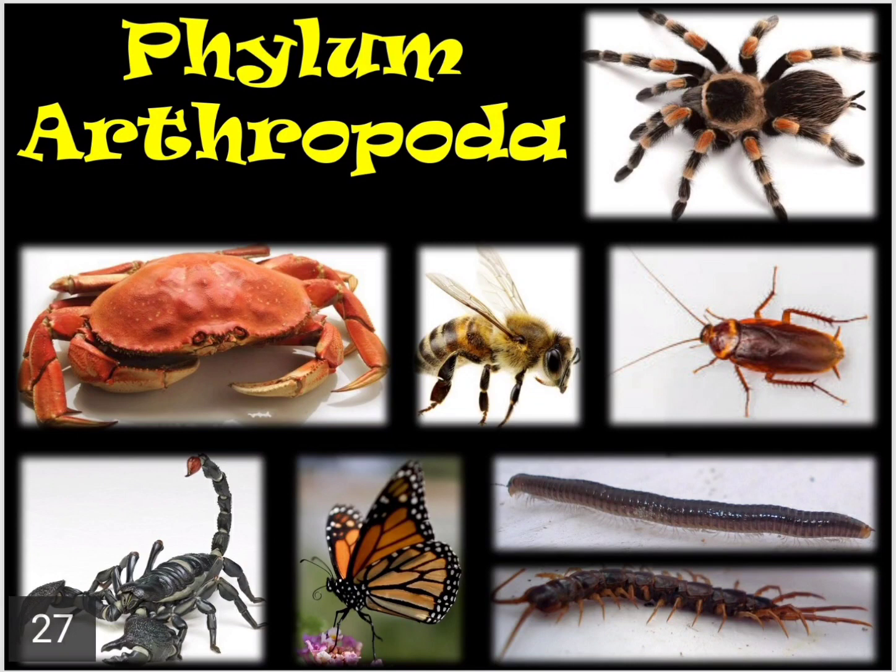So some of the examples which are given in your textbook and the pictures that I've put up over here, you have crabs, spiders, scorpions, millipedes, centipedes, cockroaches, butterflies, honeybee, etc. So these are the different animals, and there are many more which are present in the phylum Arthropoda.